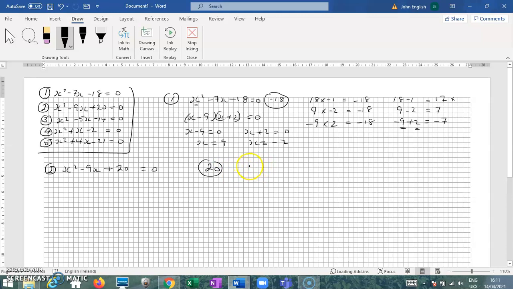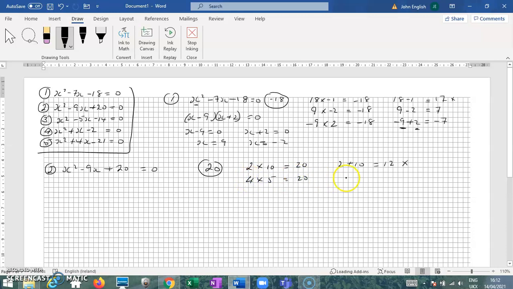Okay, well, 20 has many factors, so let's try a couple of the obvious ones. We know that 2 multiplied by 10 will give us 20. But if we add 2 to 10, well, that gives us 12. So that's not what we're looking for. We're looking for minus 9. Okay, so let's say 4 and 5. 4 multiplied by 5.